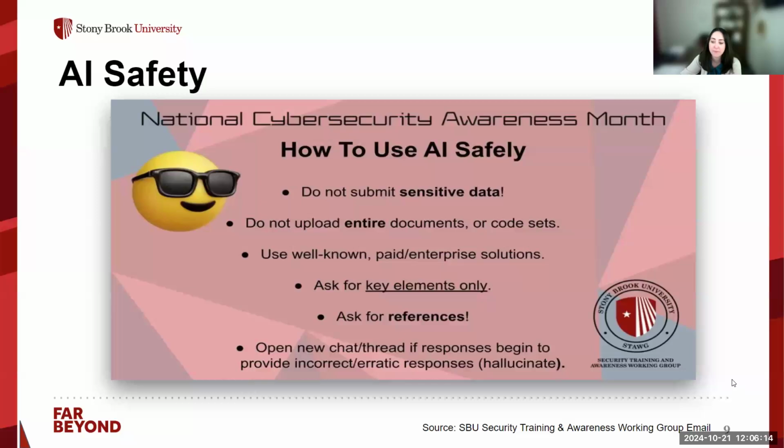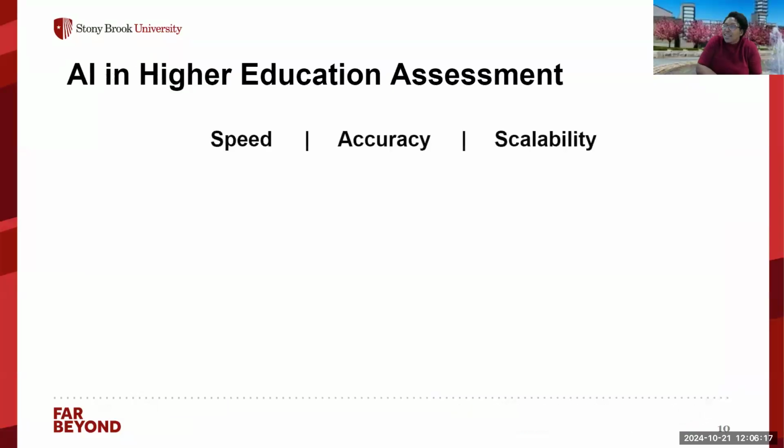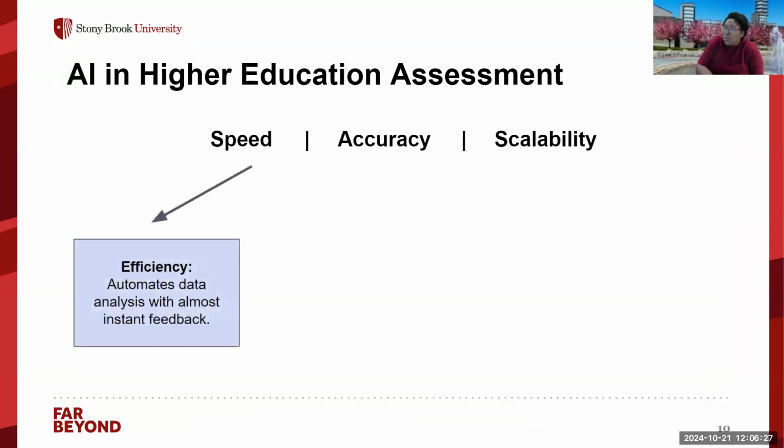a new prompt. All right, so AI in higher education assessment, and the reason why we use it is really for three reasons: speed, accuracy, and scalability. So with speed, we're talking about efficiency. We want to automate data analysis with almost instant feedback.